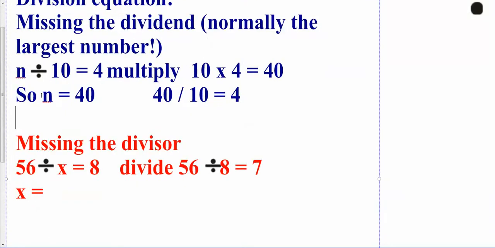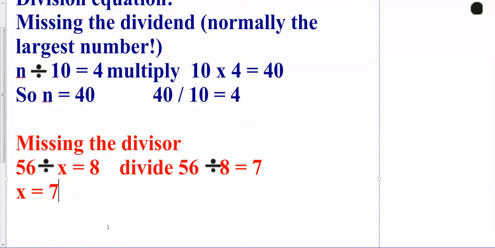Okay, so now remember, my dividend is the first number. My divisor here is the second number. That's how many groups I'm splitting it into. So if I'm missing my divisor, I'm going to divide. So what is 56 divided by 8? Well, it is 7. So x equals 7.